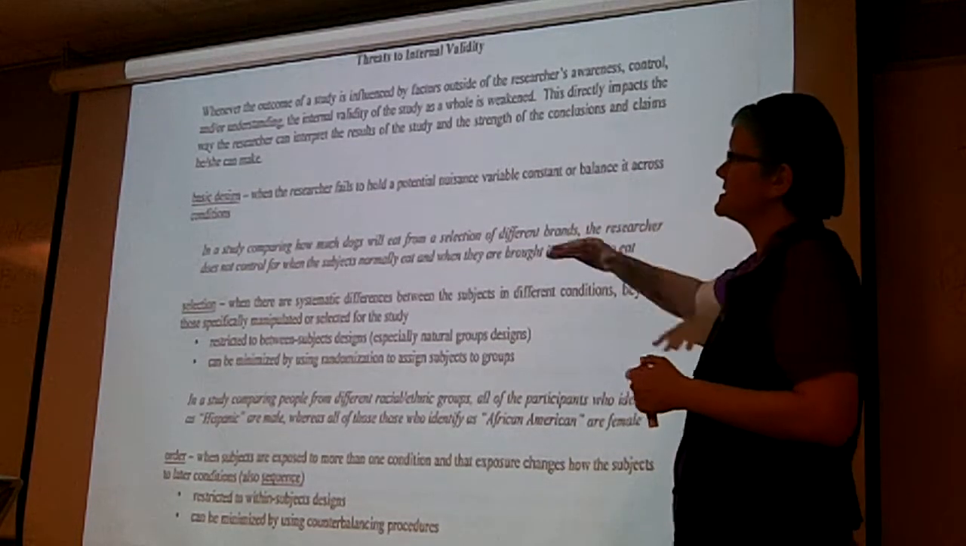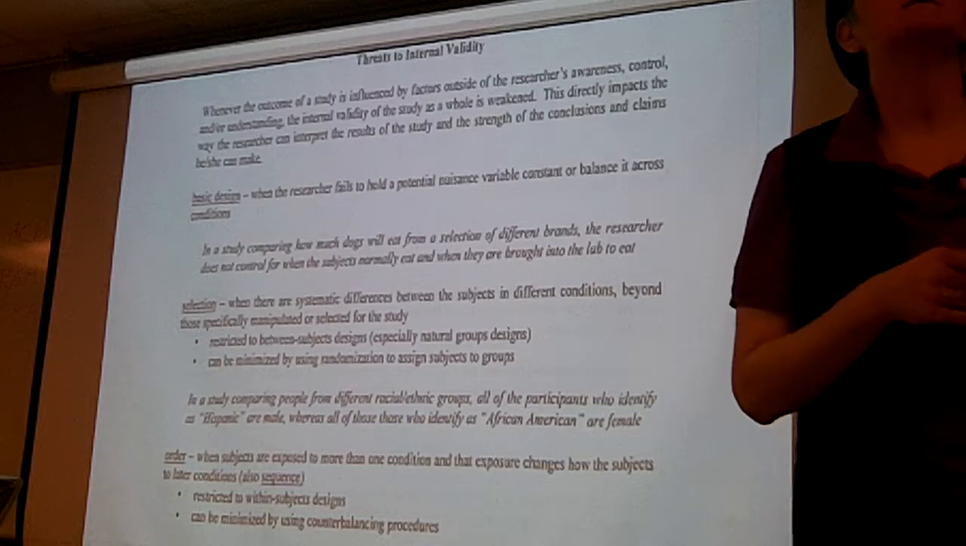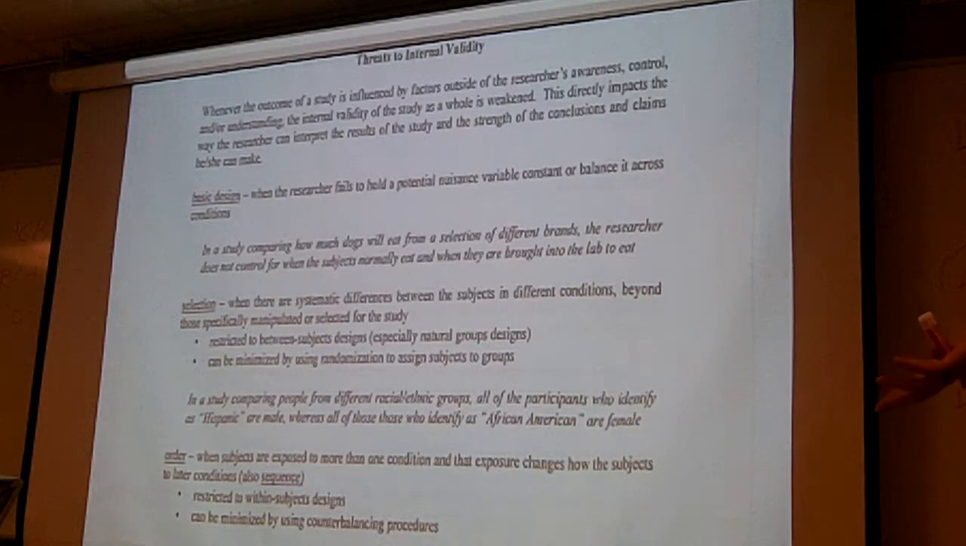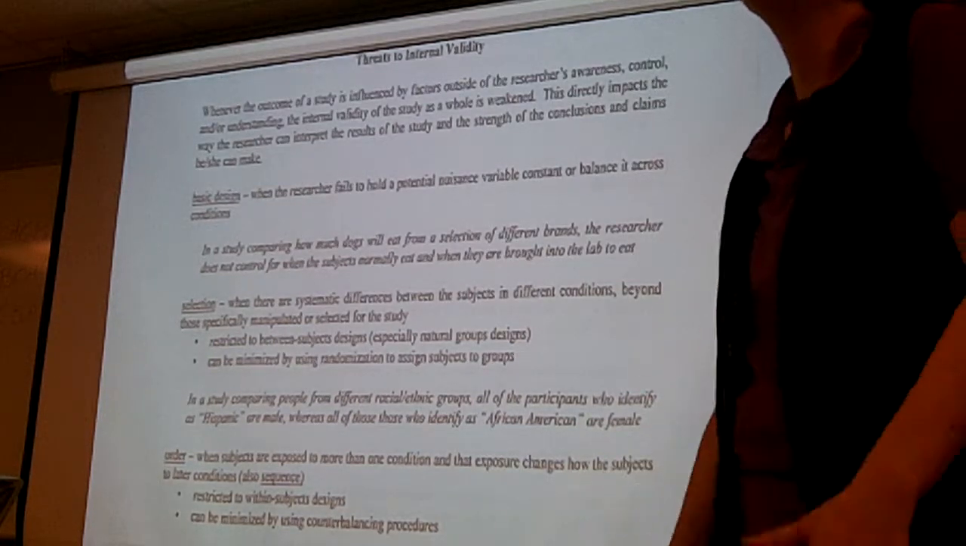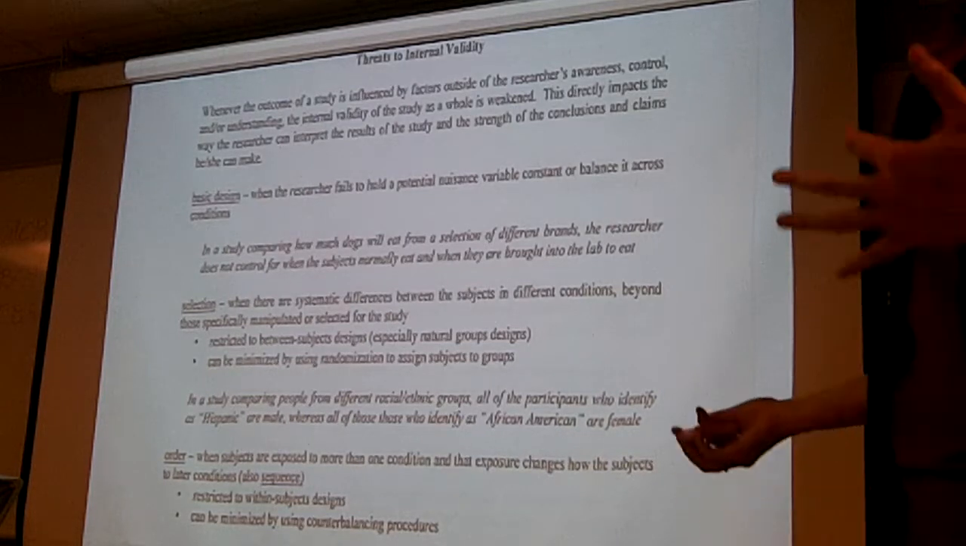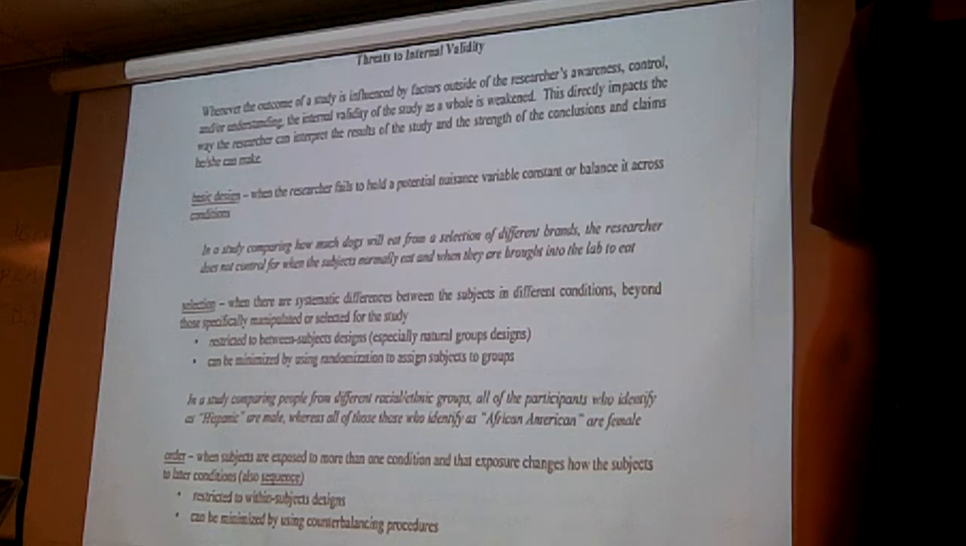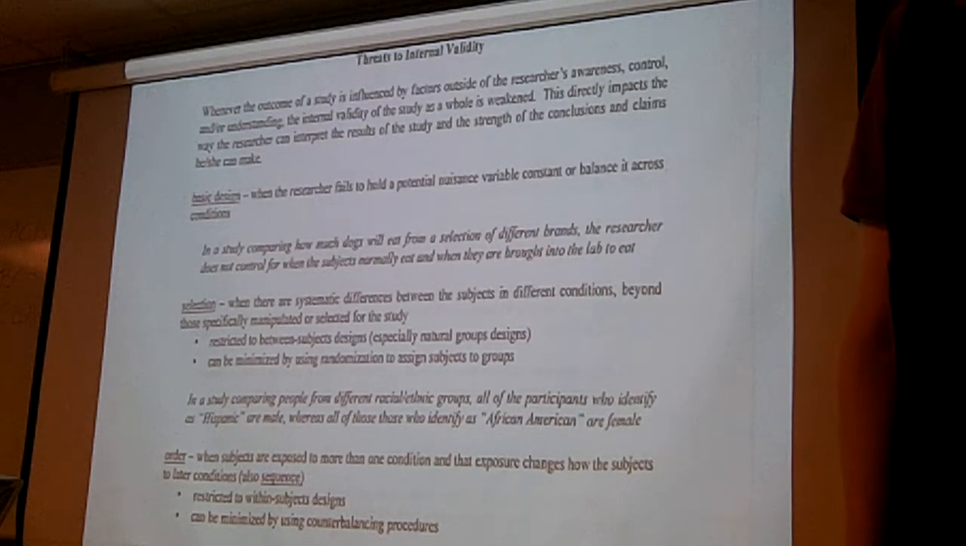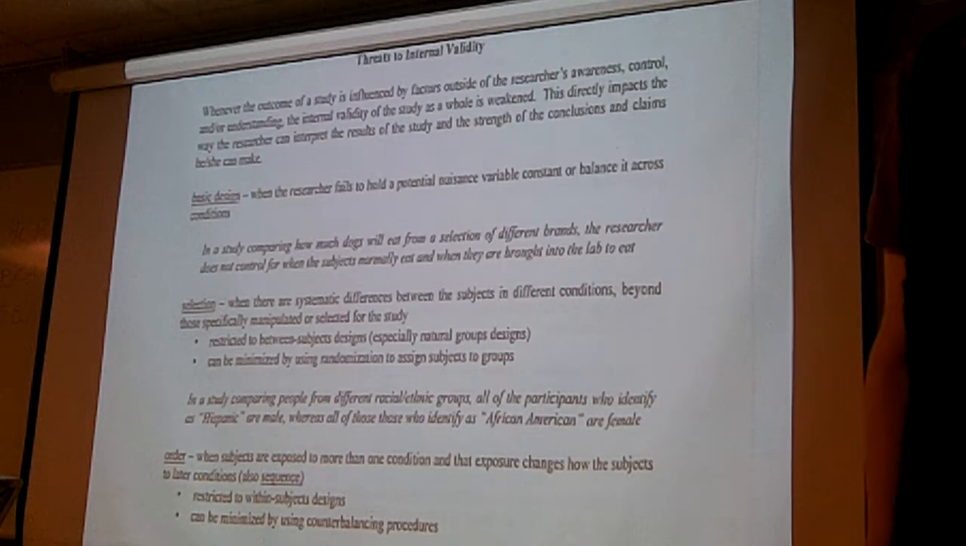We talked about basic design, okay? Basic design threats. So if you're designing a study and you don't control for certain extraneous variables, right? If you say I'm doing my dog food study and I don't take into consideration when the dogs in my study normally eat. That's just dumb, right? That's just a basic design thing. If you're feeding dogs food and measuring how much food they eat, then you should be thinking about when they normally eat. Okay? Because that's when they're going to be more comfortable eating.